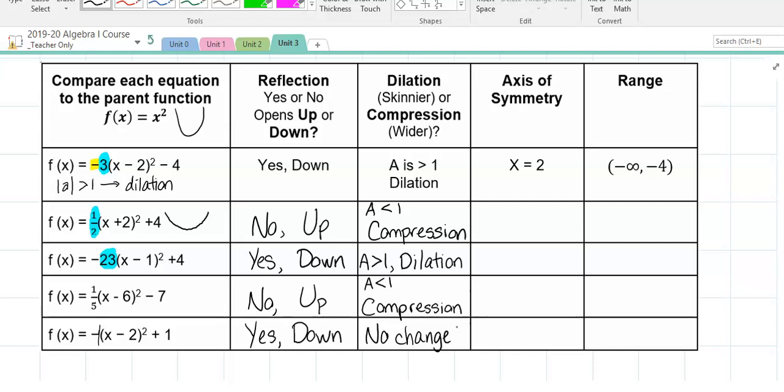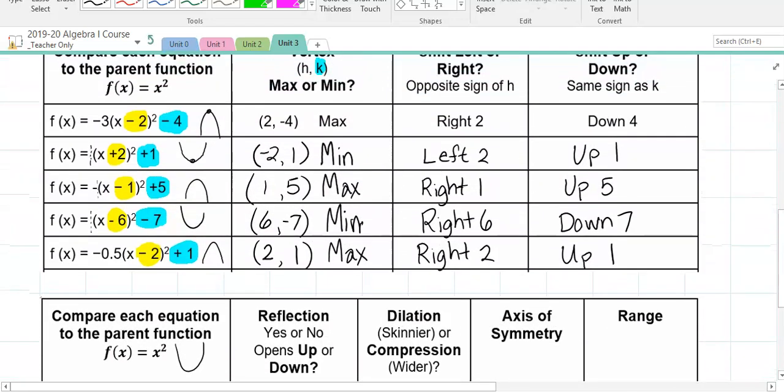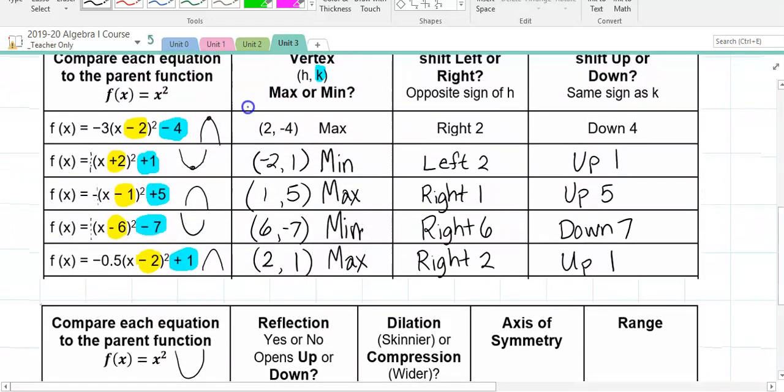The axis of symmetry is simply going to be our x value. So if we go back up to our vertex, all of these first coordinates will be our axis of symmetry. X equals 2, x equals -2, x equals 1, x equals 6, x equals 2.